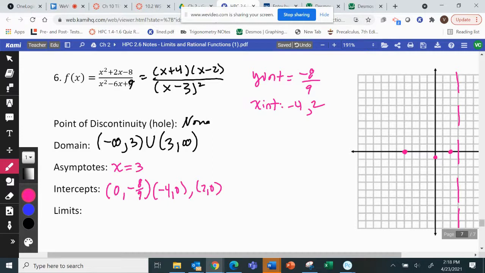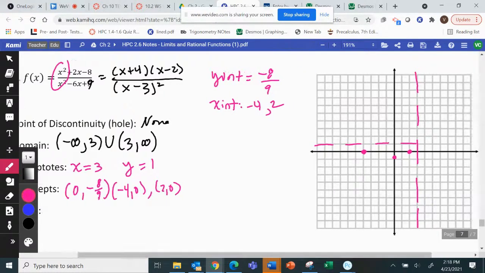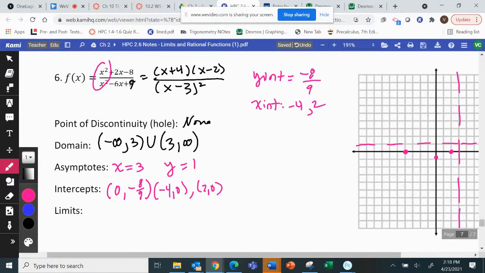The horizontal asymptote. Use a shortcut. What's it going to be? Sanjay, you know what it is? 2. It's not 2. So if the degree on top and the bottom are the same, we're going to use the leading coefficients. So what should it be? 1. 1 over 1 is 1. So go ahead and graph that. We can justify that with limits. Probably not going to, but maybe if I have time, I'll throw it in the video.